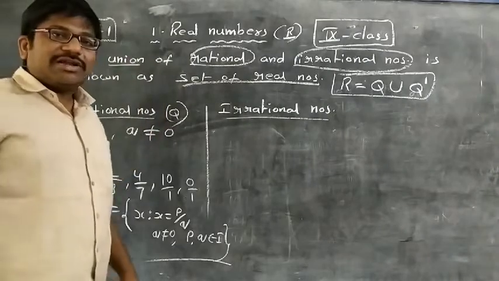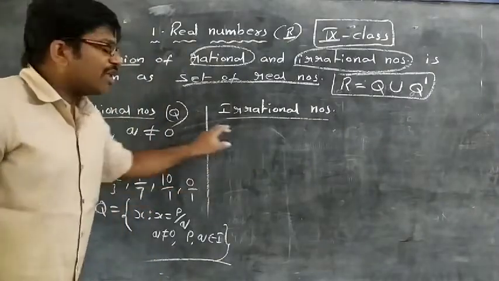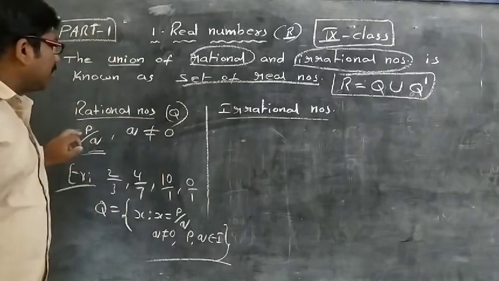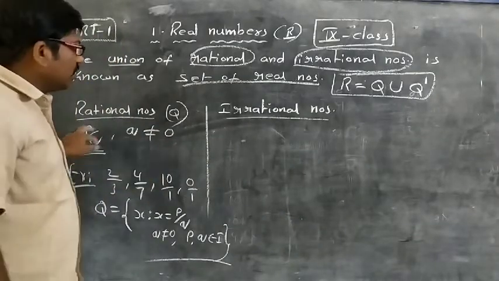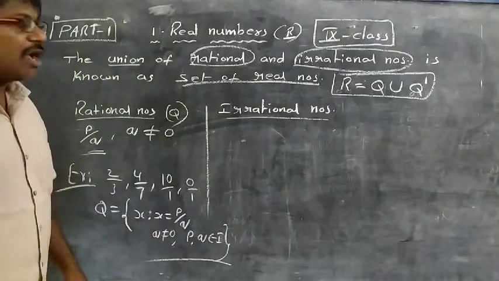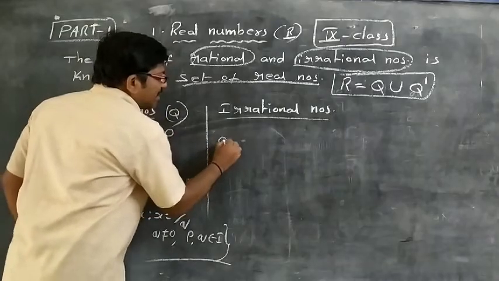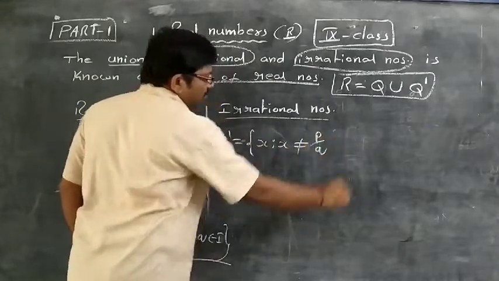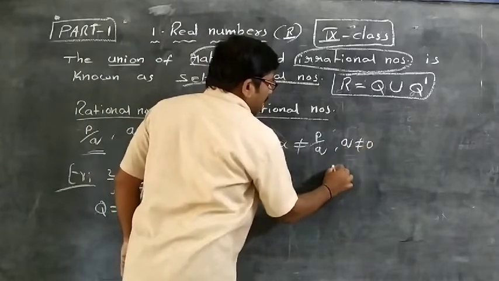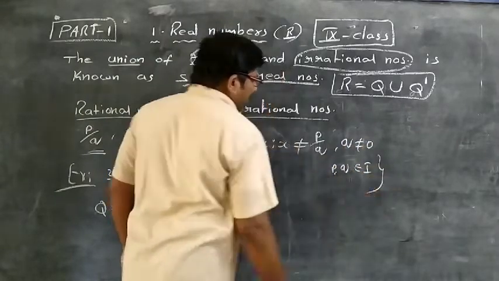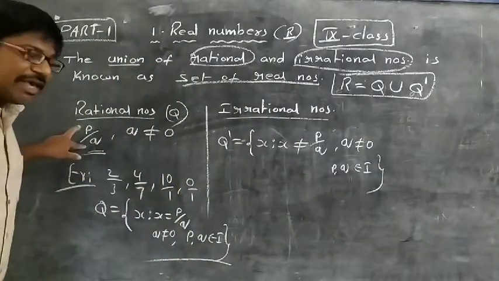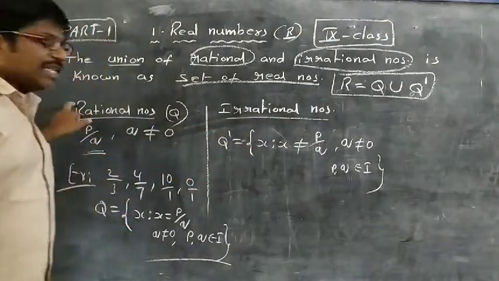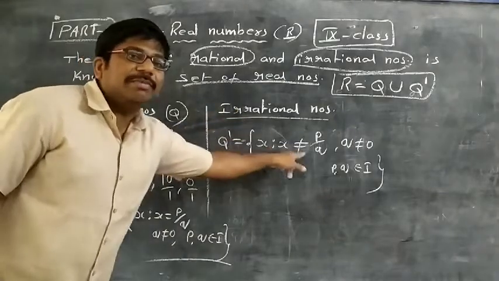Right? Next, irrational numbers. What are irrational numbers? Very simple. The numbers which are not rational are called irrationals. Irrationals are the numbers which cannot be expressed in the p by q form. So Q dash is equal to irrationals, {x such that x does not equal p by q form}. Here q not equal to 0 and p, q belong to I. Here a small difference is there. The numbers which can be expressed in the form p by q are called rational, otherwise irrationals. So rationals are in p by q form, but irrationals are not in p by q form.